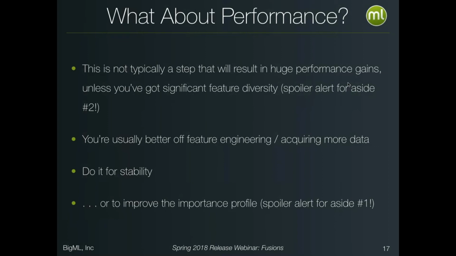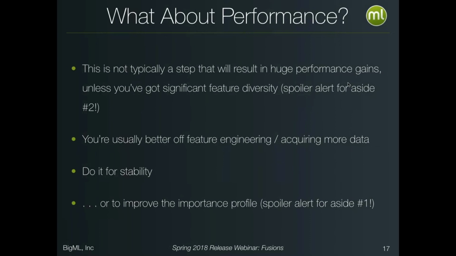The reasons to do it are, first of all, for that stability. So if you see areas in the data space where your model is performing inadequately, fusing together models that even have the same error rates can tend to smooth out those errors and make the model's predictions look a bit more sane. And then the other reason to do it is to improve the performance or the importance profile of the model that you learn.